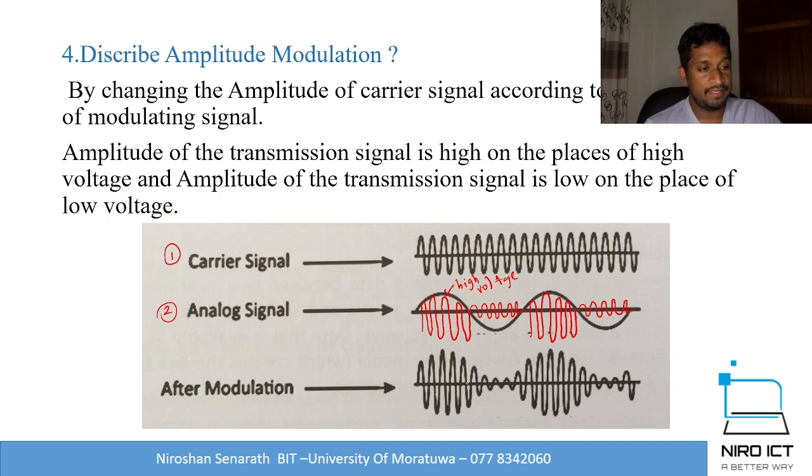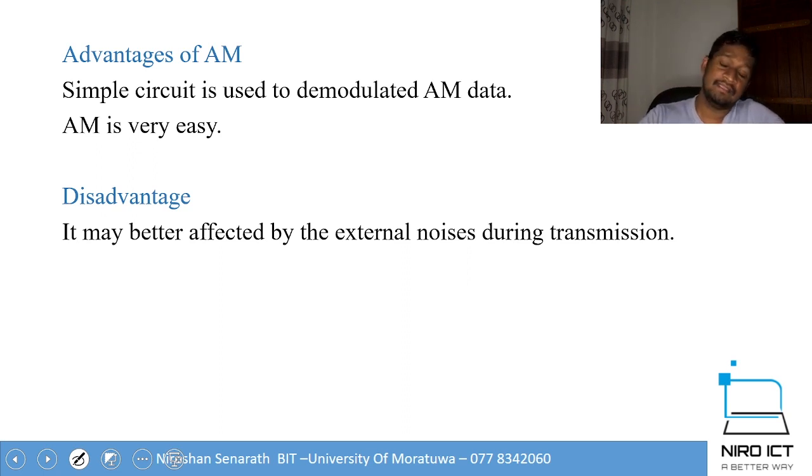After modulating this signal, we can see this type of signal. This is transmitted through the transmission media, right? This is the shape of the signal, and it is called amplitude modulation, because we increase the amplitude and decrease the amplitude according to the analog signal. If you find any high voltage place, then you have to increase the amplitude. That is called AM.